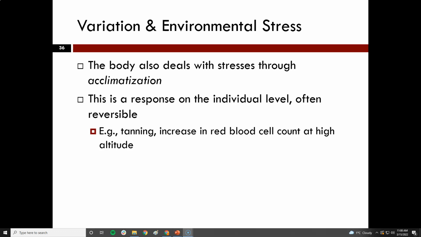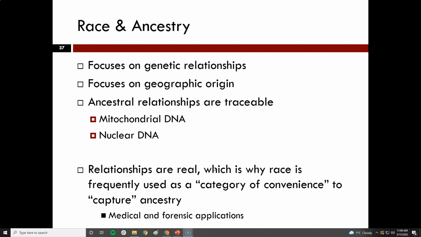So those of us with lighter skin pigmentation will often darken in the sun via tanning. If you go to higher altitudes or higher elevations that you're not used to, given time, you will be able to adapt to the lower oxygen levels, and part of this is because your body will start to produce a higher amount of red blood cells.